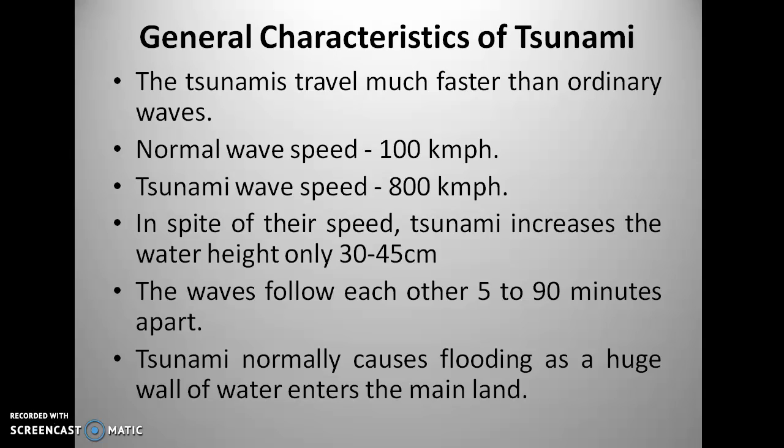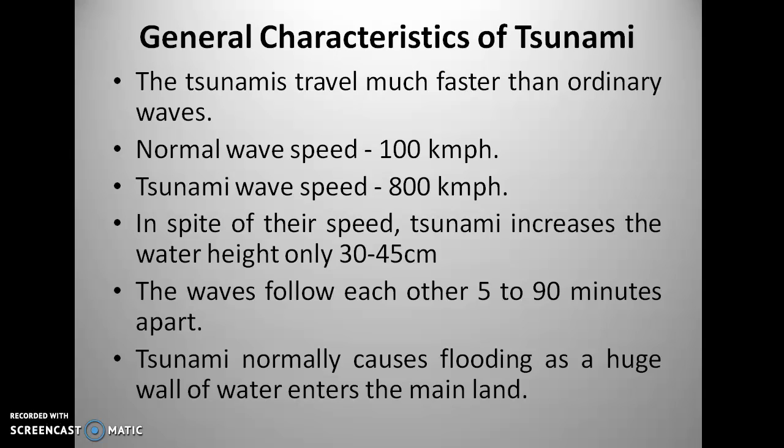So what are the general characteristics of tsunami? The tsunami travels much faster than ordinary waves, and this speed creates the serious destruction. A normal wave speed is 100 kilometers per hour, whereas a tsunami wave speed is 800 kilometers per hour.